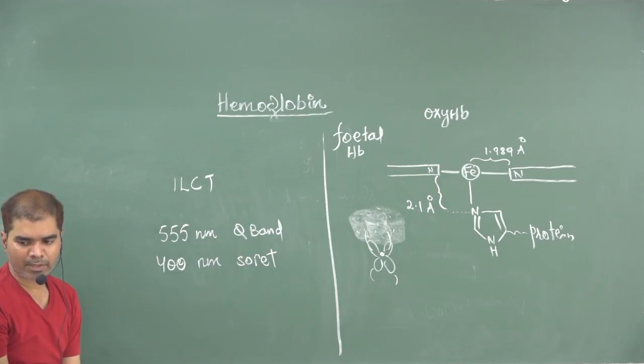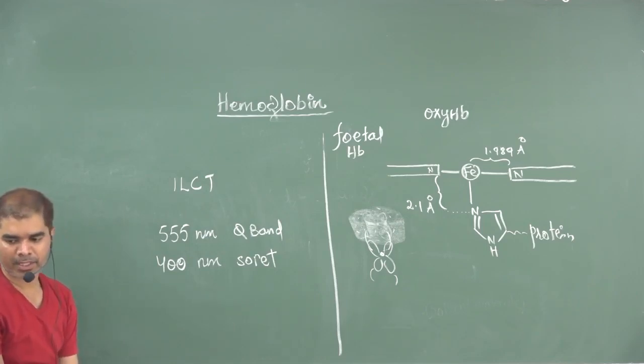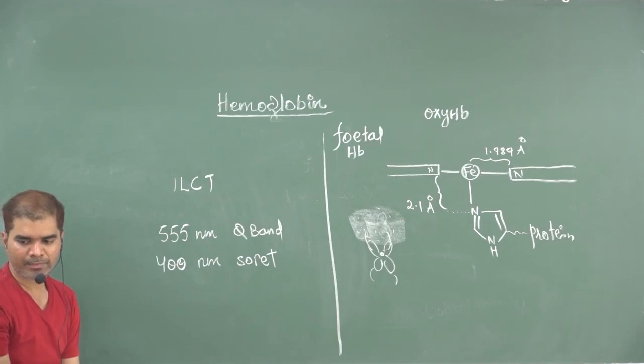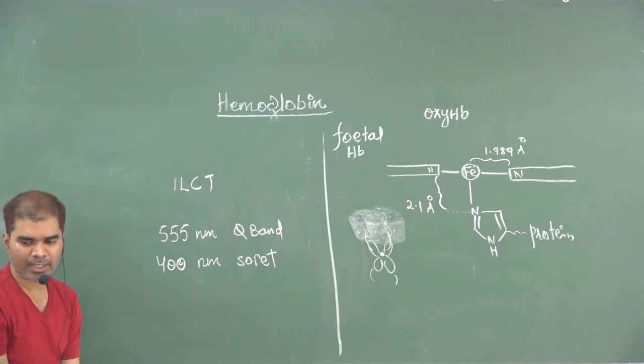Next. There is no evidence for d-d transition. Though you find unpaired electrons, but no d-d transition was there. No evidence for d-d transition.